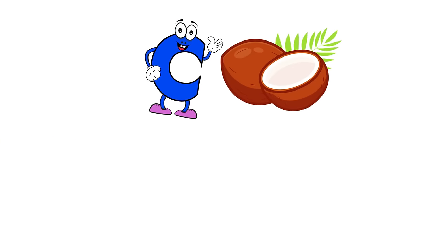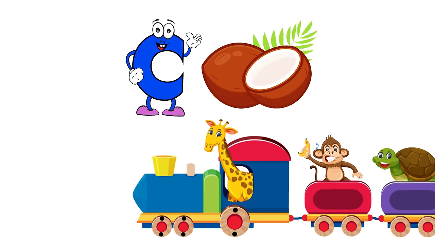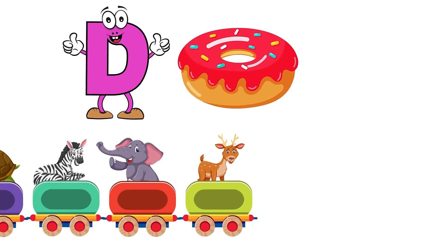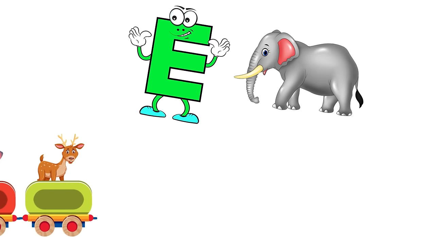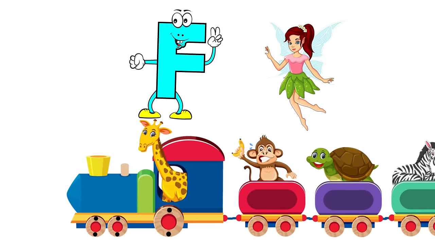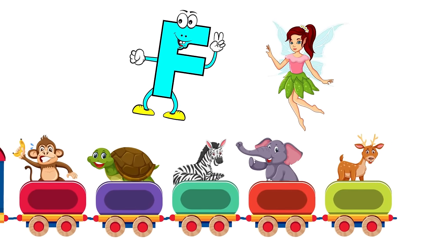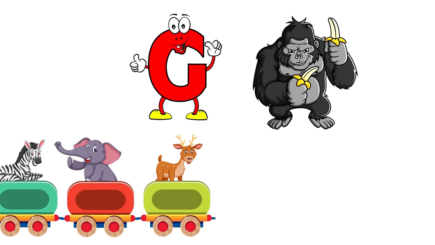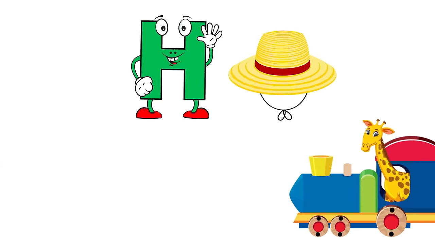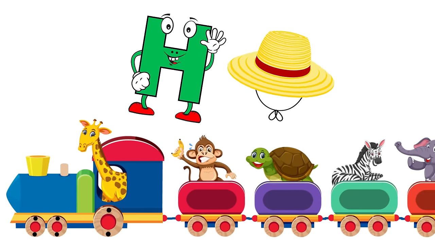C is for coconut. D is for donut. E is for elephant. F is for fairy. G is for gorilla. H is for head.